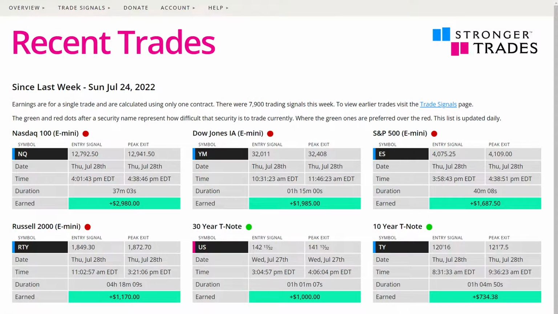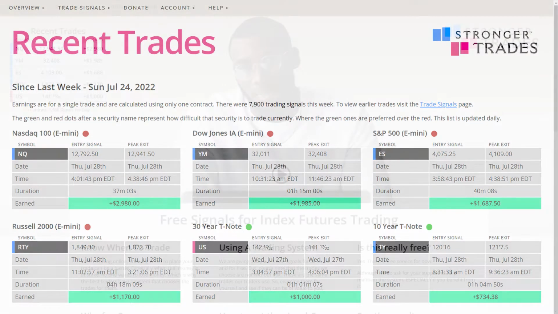When you sign in, these trades are performed using only one contract and represent the minimum amount earned from that trade. If you were to purchase multiple contracts, your earnings will multiply by that amount.